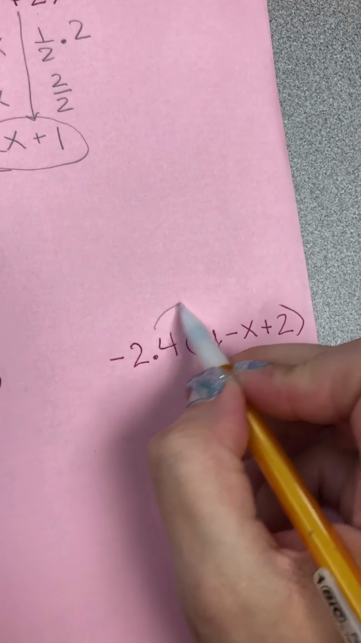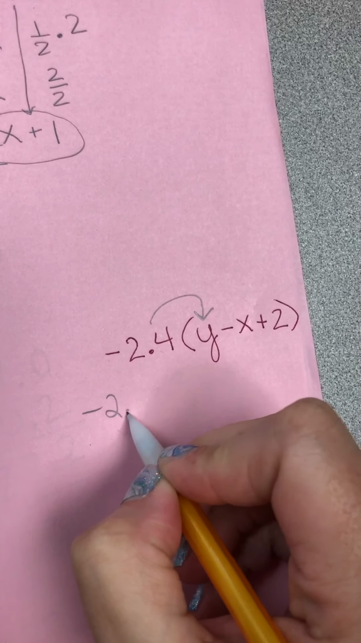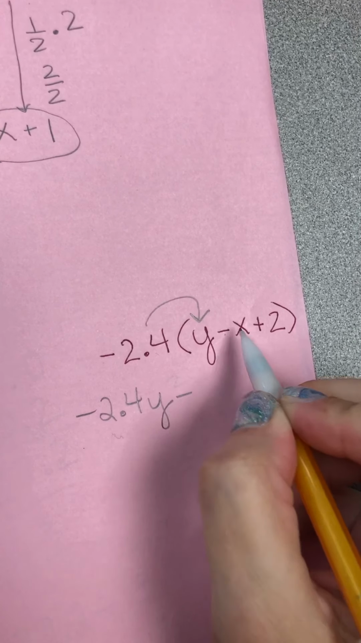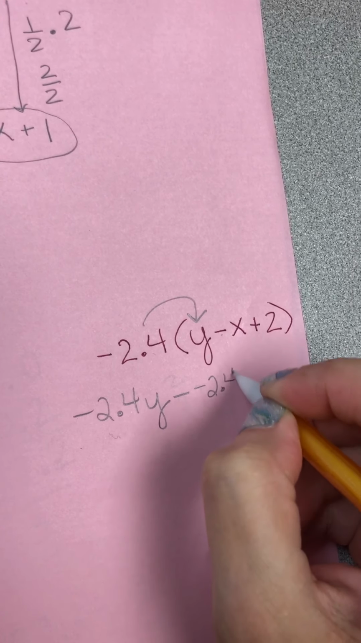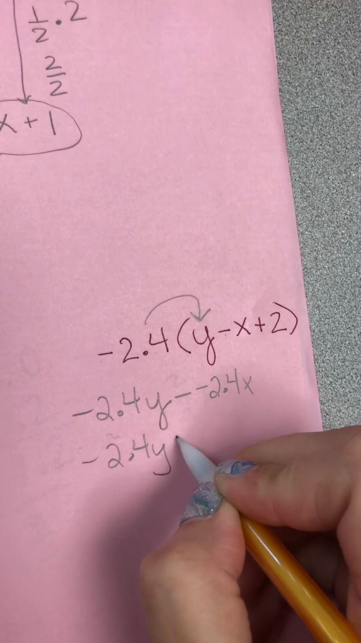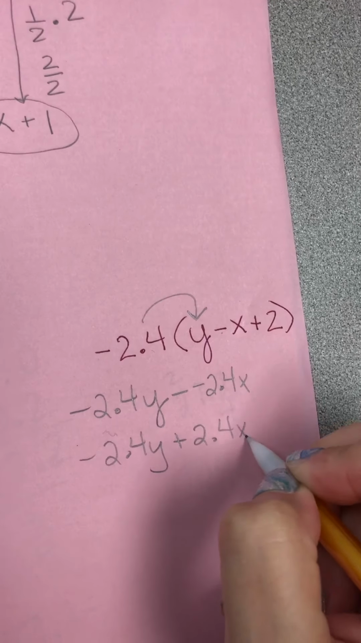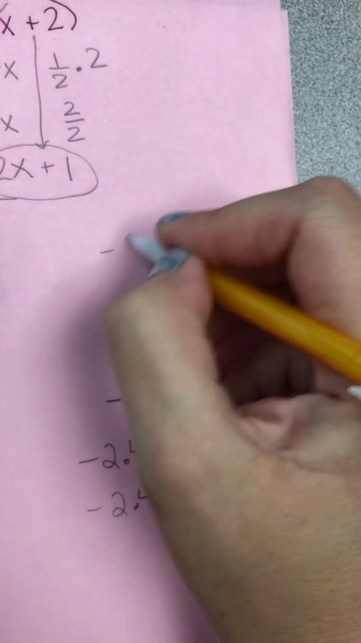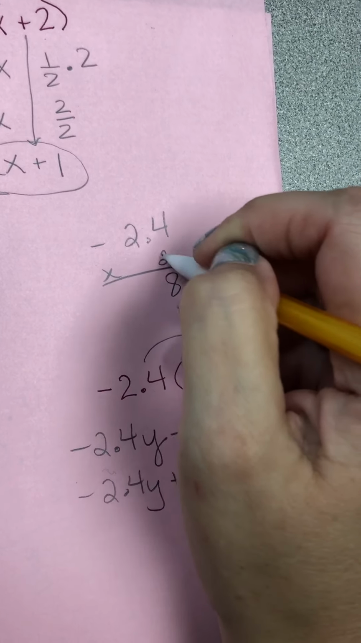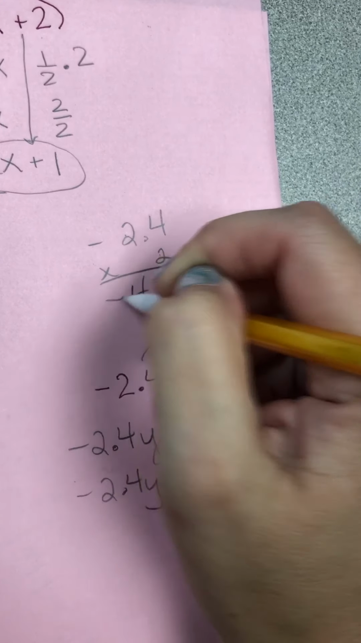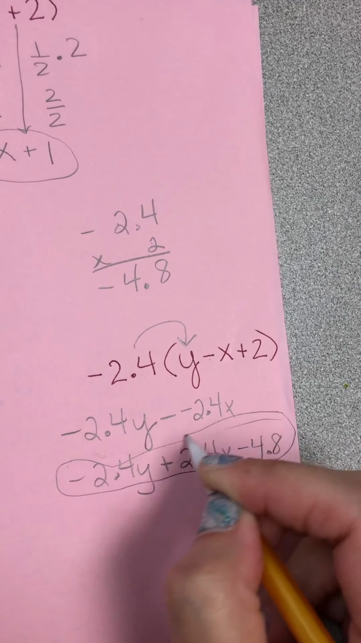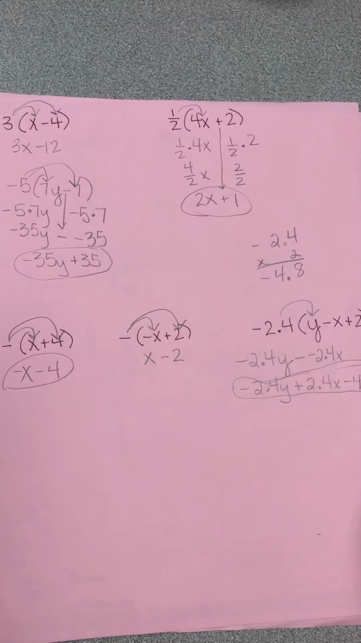So this one's a little more complicated. I'm going to have negative 2.4 times y. Keep this minus negative 2.4 times x, which would be a negative 2.4x. So you can write it as negative 2.4y. 2 negatives become a plus 2.4x. And then negative 2.4 times 2. So 2 times 4, 8. 2 times 2 is 4. Negative 4.8. That's your answer.